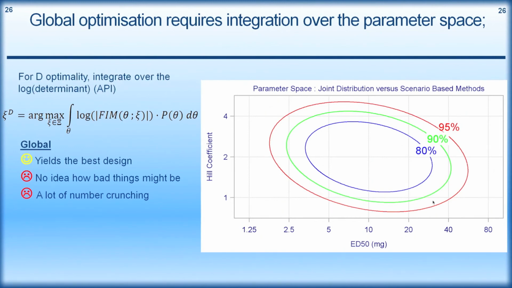And what we can do is we can look at the performance not just at a single point here of the design, but we integrate across this entire joint parameter space. And that's what this integration sign is doing here.